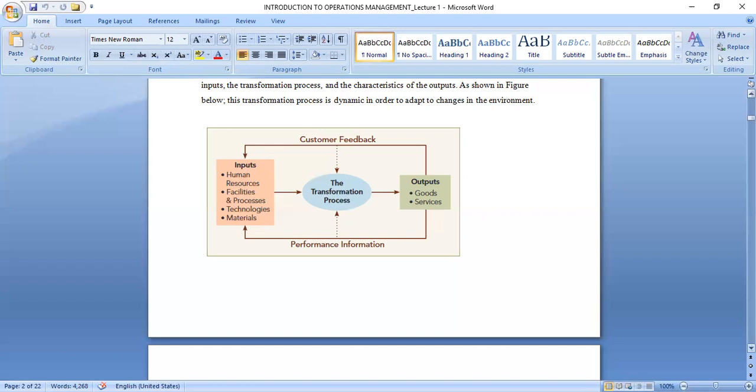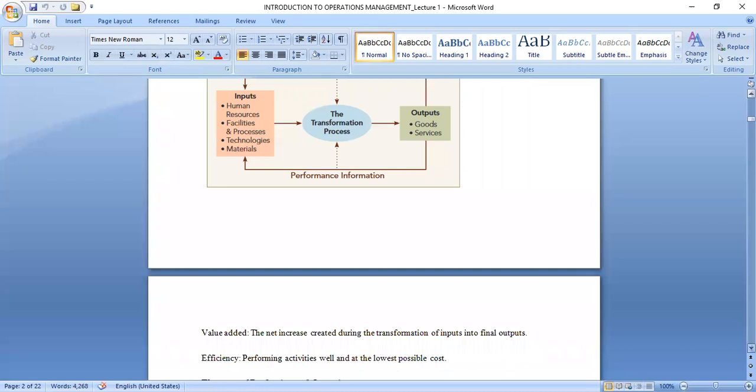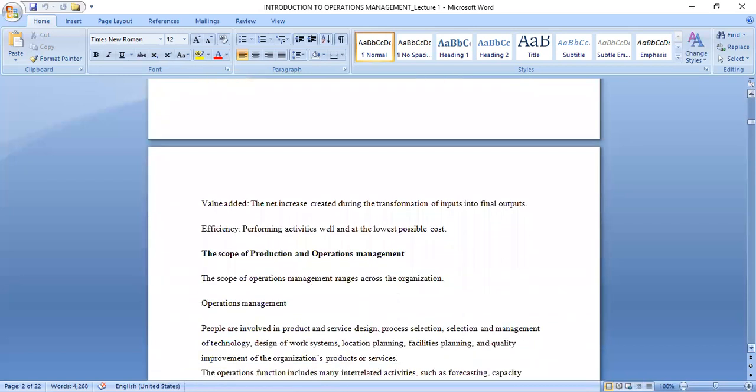And here we have the information. The final product, of course, goes to the final user, who is the customer. And the feedback from the customer is very important, and also performance information from customers on how the organization is performing. For example, the quality: the customers will communicate whether the product is of good quality or not. So all this feedback from the customer is useful to the business to be able to adjust its transformation process and the inputs used in the production process.